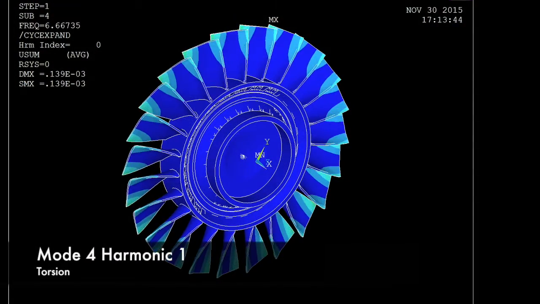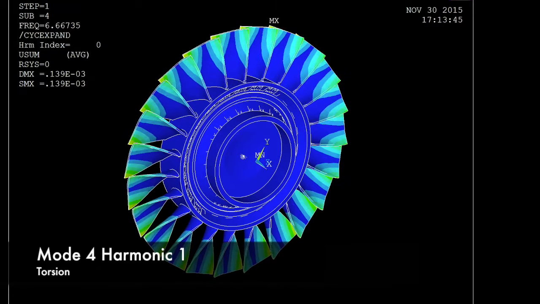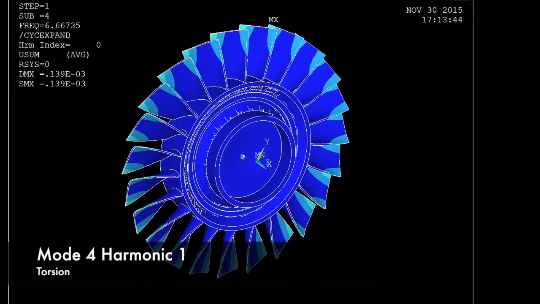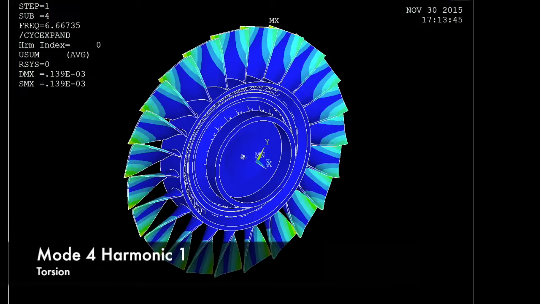By increasing the frequency, different kinds of vibrations can occur. Shown here is the torsional mode in the first harmonic, called so due to the twisting motion of the blades. It occurs around 6.7 kHz, and notice that the blades are also in phase with each other.